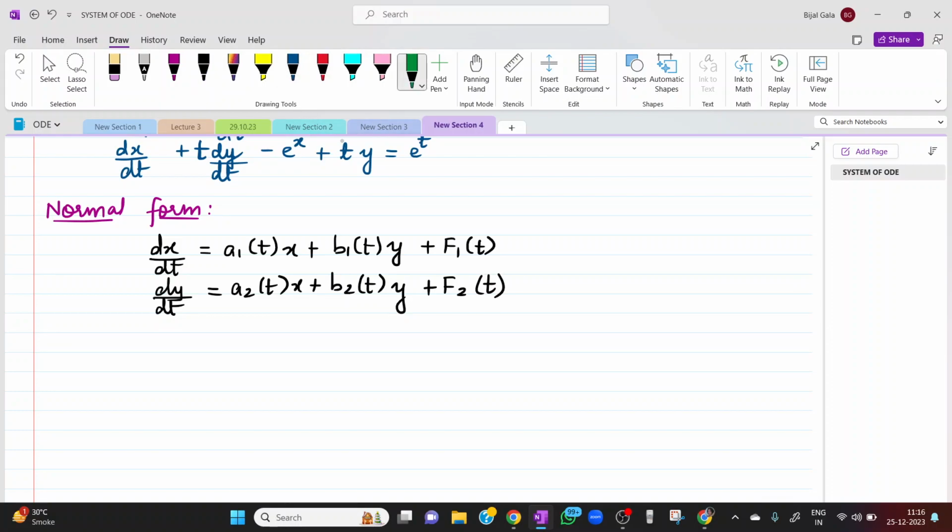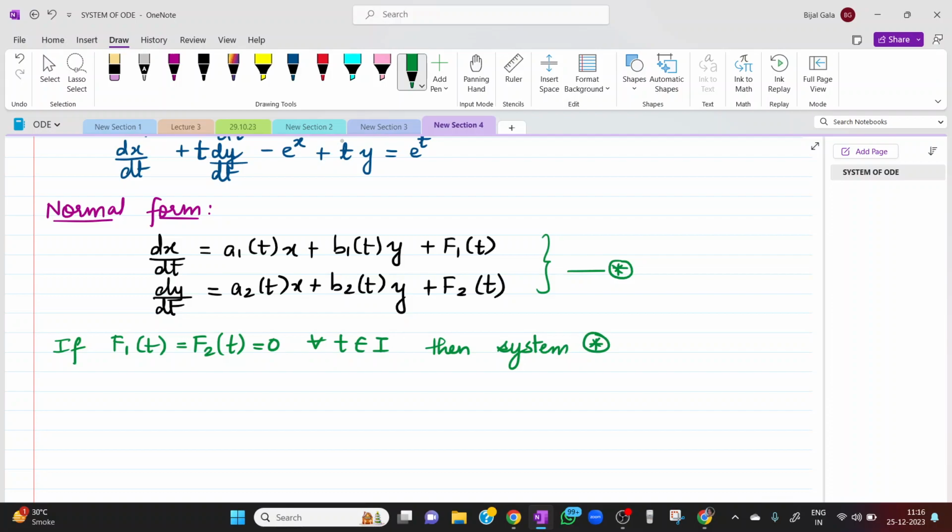Now over here, if f1(t) is equal to f2(t) is equal to 0 for all t in the interval where we are working, then this system star over here is called an autonomous system.